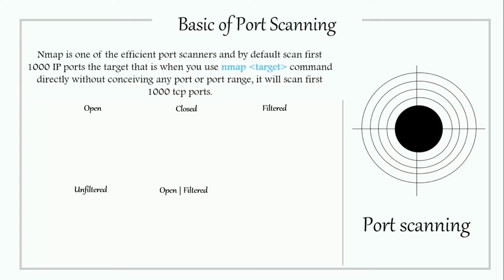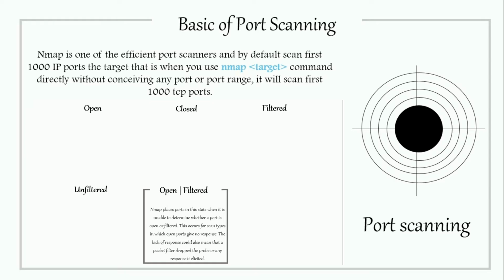Open filtered. Nmap places ports in this state when it is unable to determine whether a port is open or filtered. This occurs for scan types in which open ports give no response. The lack of response could also mean that a packet filter dropped the probe or any response it elicited.